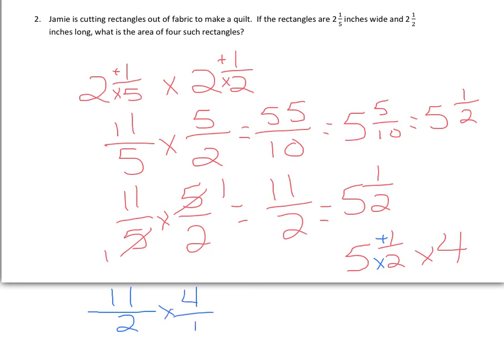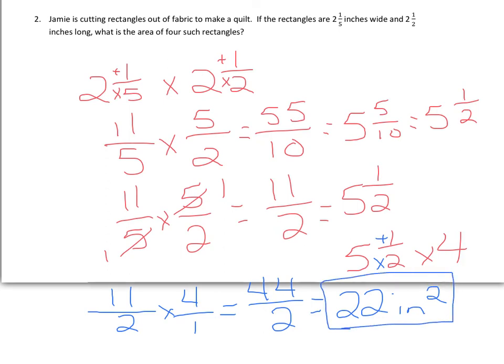I could cross cancel here with the 2 and the 4, but I'm just going to go through and multiply. 11 times 4 is 44. 2 times 1 is 2, so you get 44 over 2. And 44 divided by 2 equals 22. So the area of 4 such rectangles is 22 square inches. Now we have solved this problem. This concludes Lesson 13 of Module 5, Multiply Mixed Number Factors.